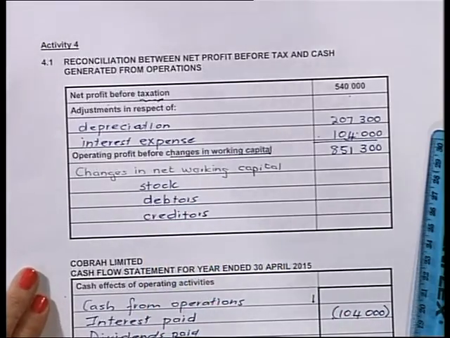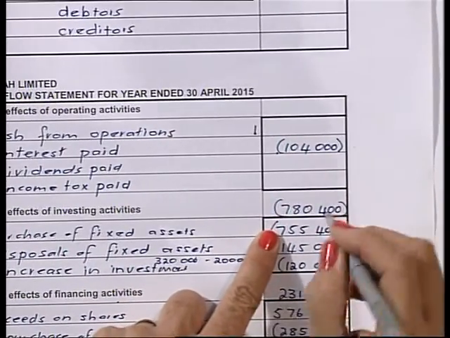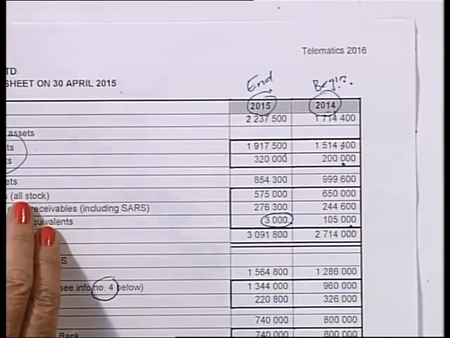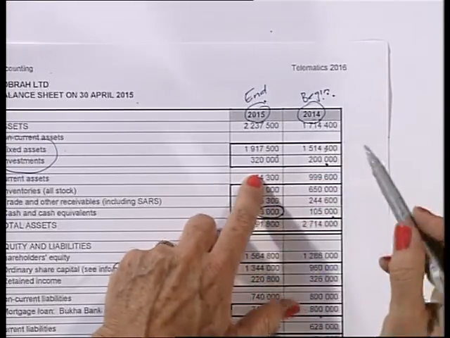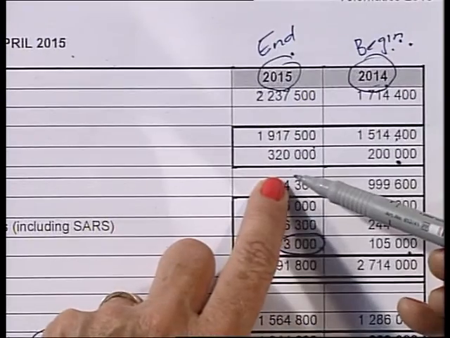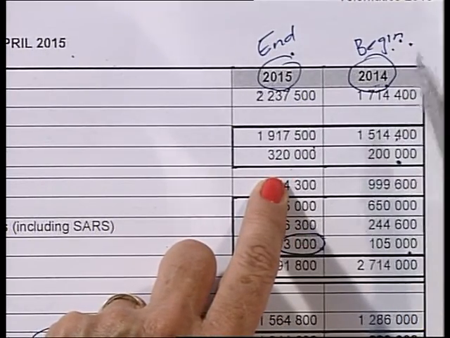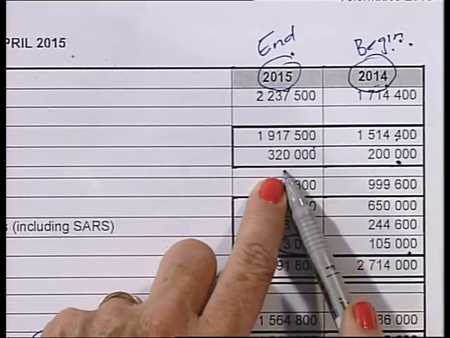I quickly want to see the question. Must the 780 not be in brackets? Very good question. Error from me, because it must be in brackets. Thank you. How do I know it was an increase in investments? Very easy. If you look at your investments, if it was 200,000 and it's now 320,000, there was an increase. You must remember this is the beginning of the year, so you go from the beginning of the year to the end of the year.